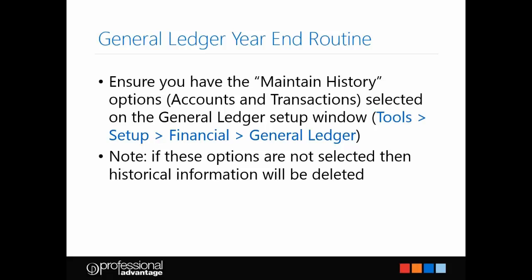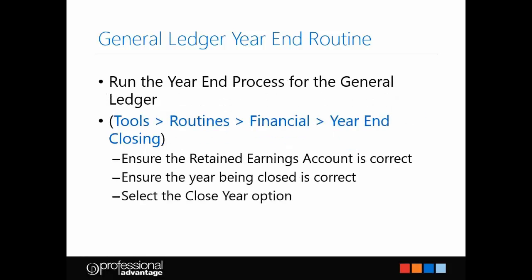Another thing we recommend you do at year-end is ensure you have the maintain history options ticked in the financial setup area. We also covered that. If these options are not selected, then history information will be deleted. Probably the majority of people wouldn't like to have that happen. But the good thing is that once the general ledger module is set up, it's not going to change. So we just routinely go in and double check that it hasn't somehow been unticked by mistake.